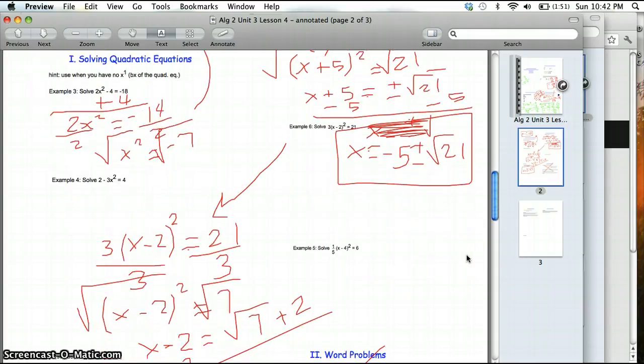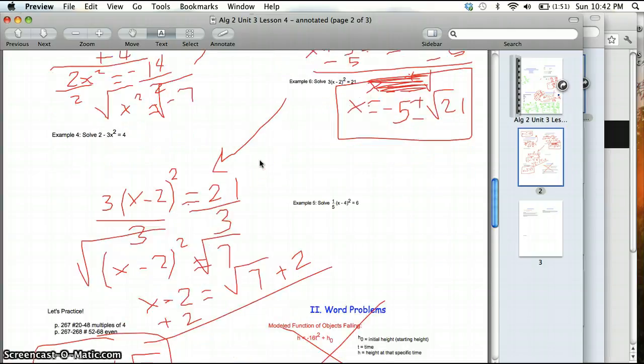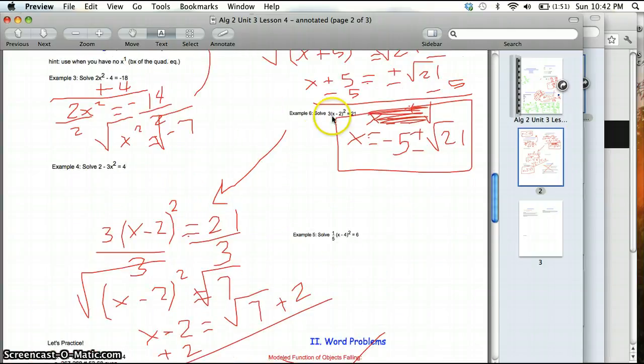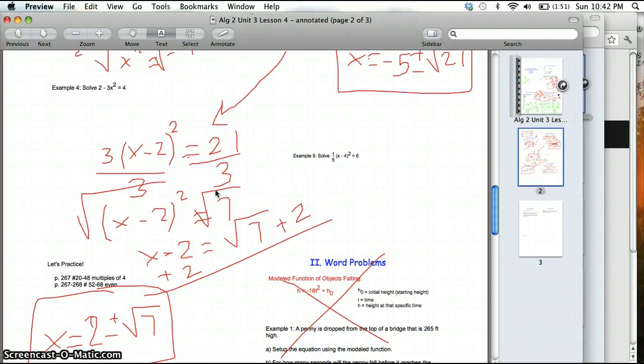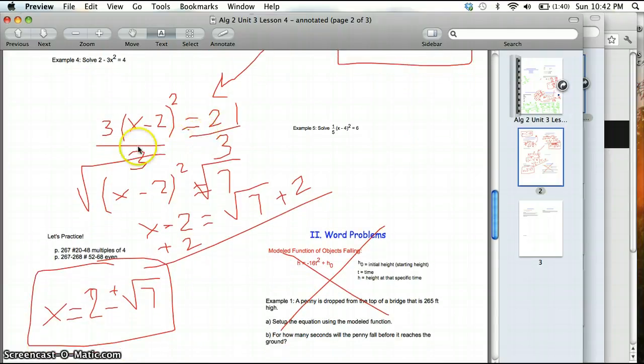Okay? Now finally, I'll do example number 6, and then we'll be done. Now example number 6, if you can see, says 3 times x minus 2 squared equals 21. This arrow here shows that I actually did the work down here because there wasn't enough space. So go ahead and follow me down here. So 3 times x minus 2 squared equals 21. Now again, this states 3 times x minus 2. So we do the opposite, we divide.